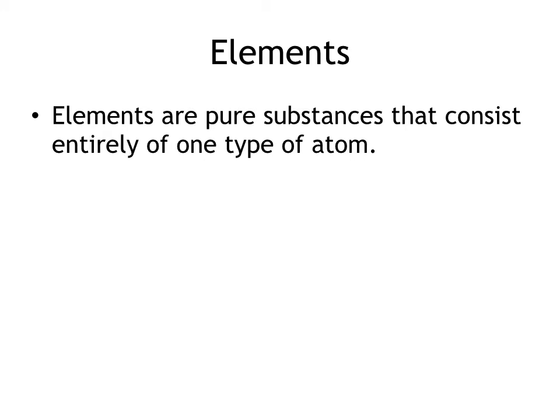Now, elements are pure substances that consist of entirely one type of atom. All right, so gold and silver, these are pure substances made up of only gold atoms or silver atoms. And we see these elements on the periodic table of elements, which lists all the possible elements.